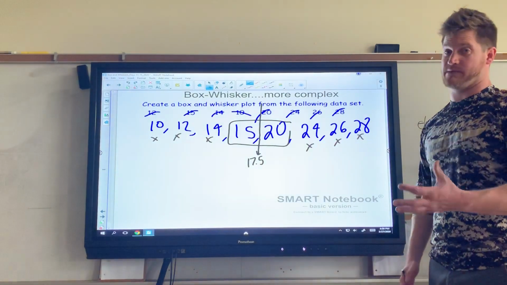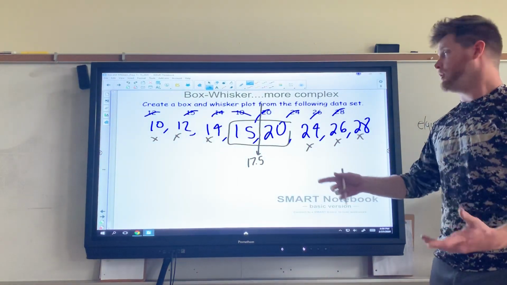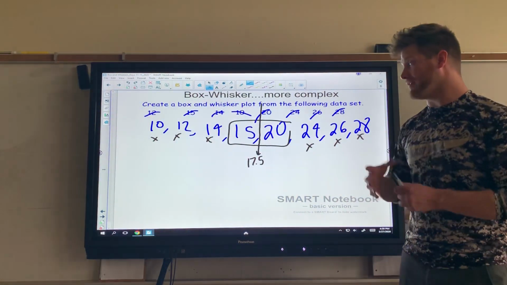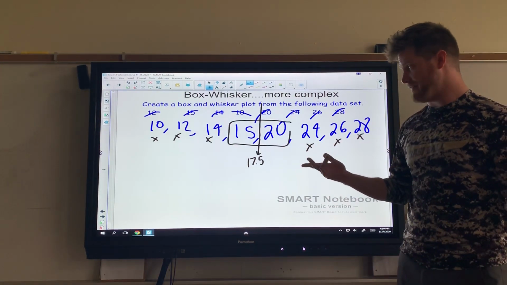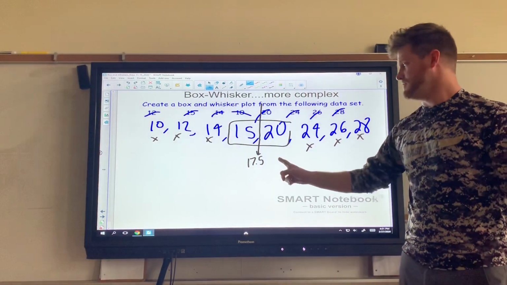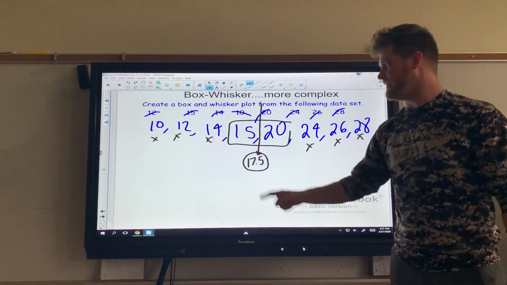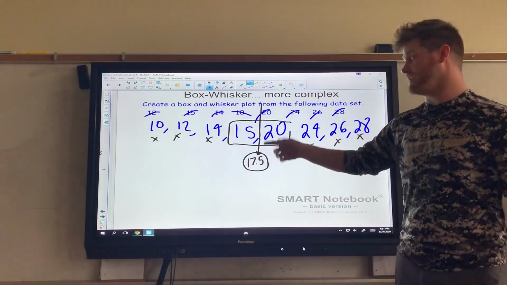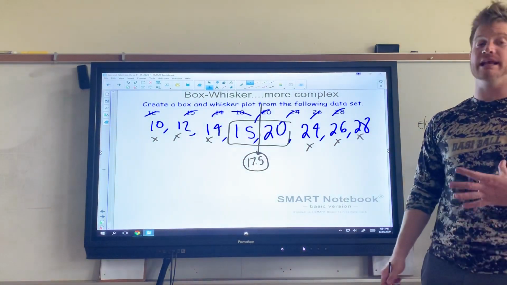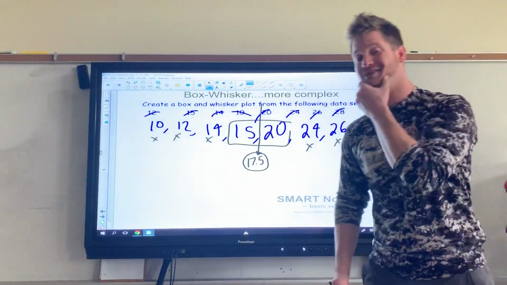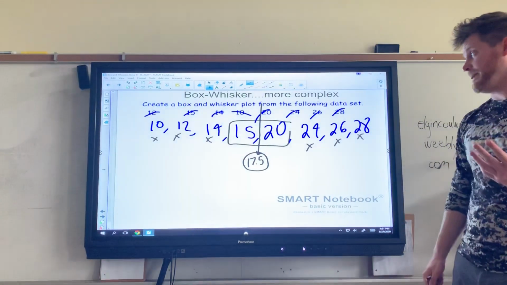Which makes sense because remember, median is the middle number. What is in the middle of 15 and 20? Well, they're 5 units apart. Half of 5 is 2.5. So the median has to be 2.5 units away from both 15 and 20. So that gives us 17.5. So our median is 17.5. That's where that line in that box is going to be above.